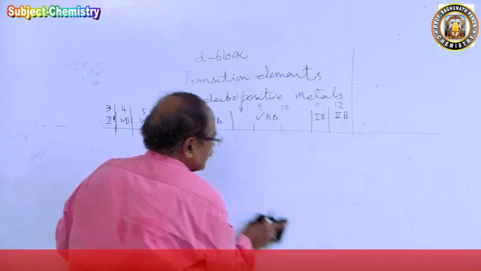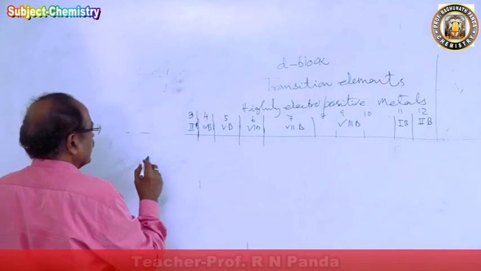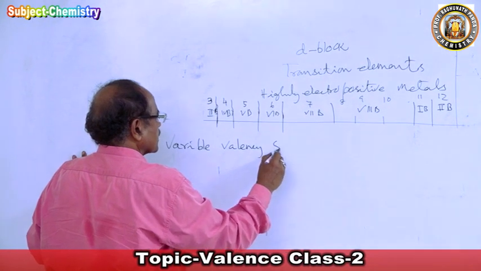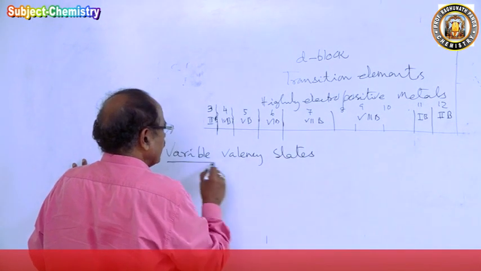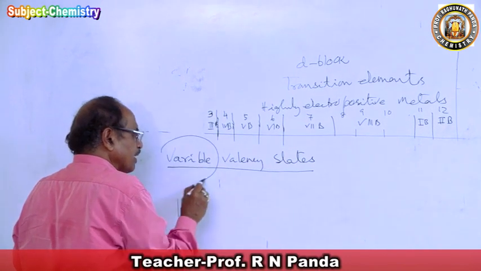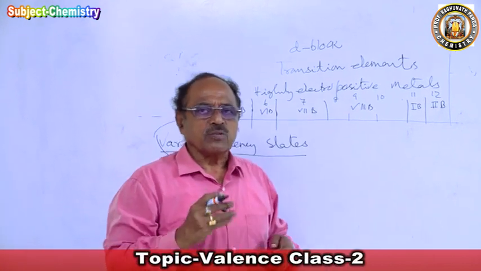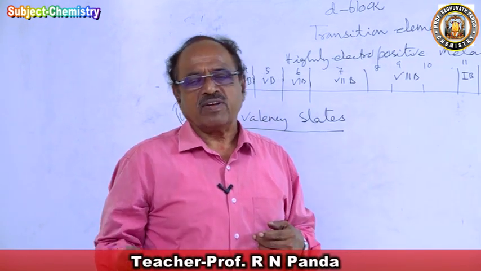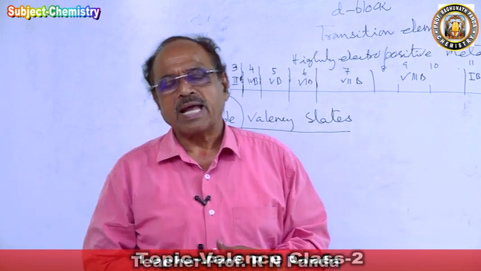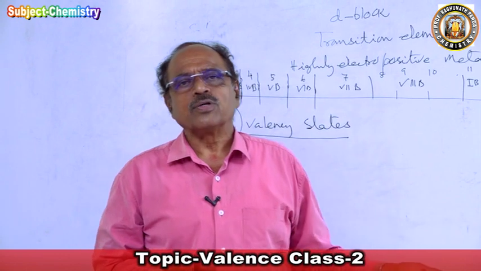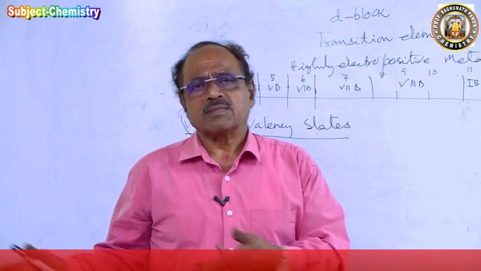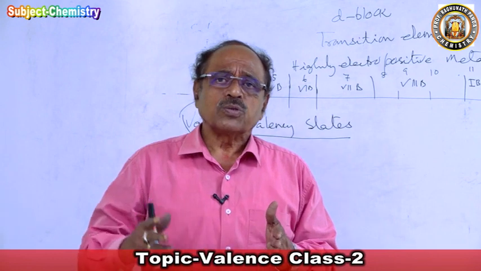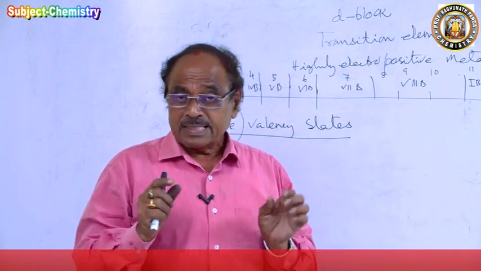Because of their electron configuration, all these elements exhibit variable valency states. What do you mean by variable? Variable means which goes on changing. The market is a variable market. Today you go, the brinjal is 20 rupees, tomorrow 25, the next day 15. It goes on changing because of production, communication and other factors. So variable means that which goes on changing, there is no definite value.